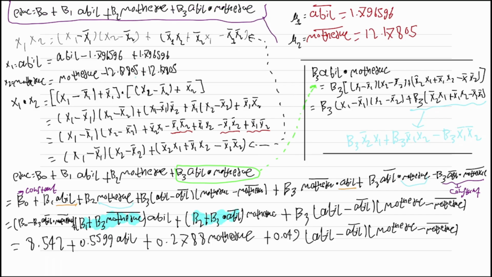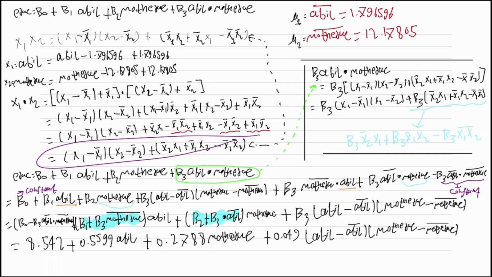And I just bring it down here. And now I will substitute the ability and mother education by this one. So we'll do it here. So beta 3 is the same. And now ability and mother education is this one, the whole thing. And now I will multiply beta 3 by this one, then beta 3 by this term.